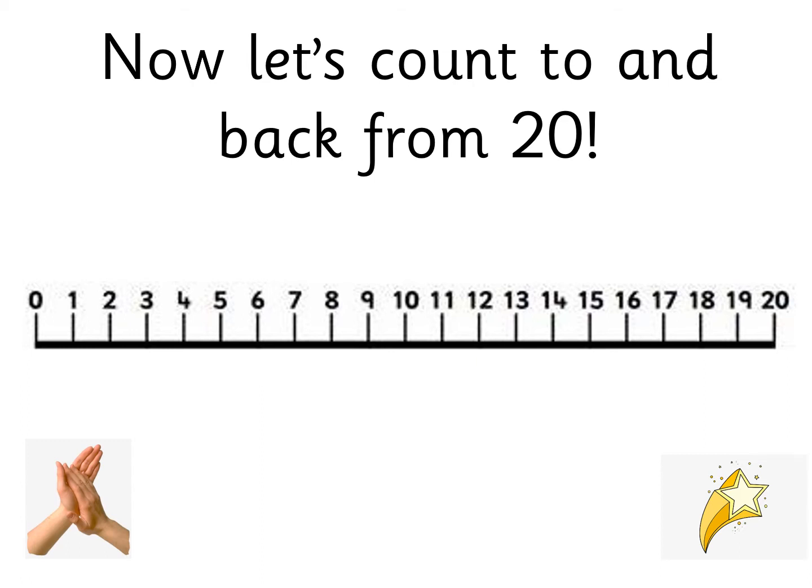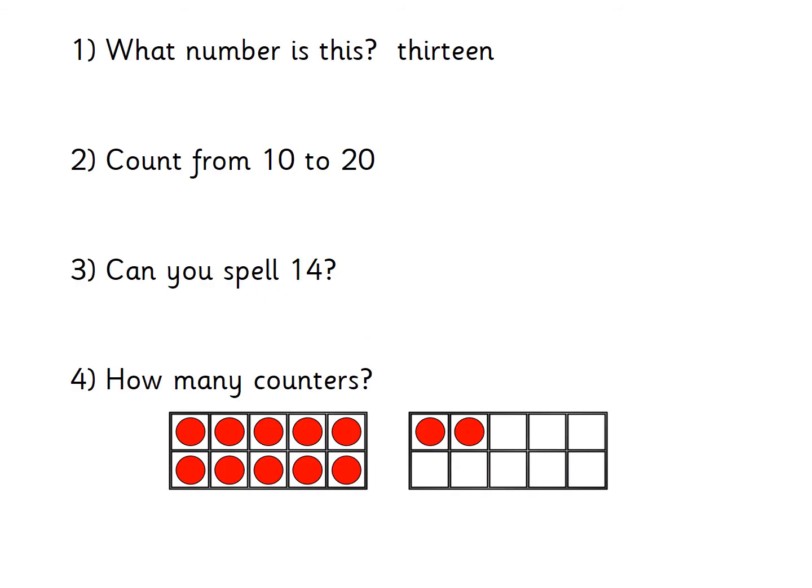Super, let's move on. So we're going to have a recap then. This is where you do this at home in your head, in your book with the adult. So question number 1, what number is this? And this says 13. Point to the word 13. What does that number look like? Point to it on your number line or write it in your book.